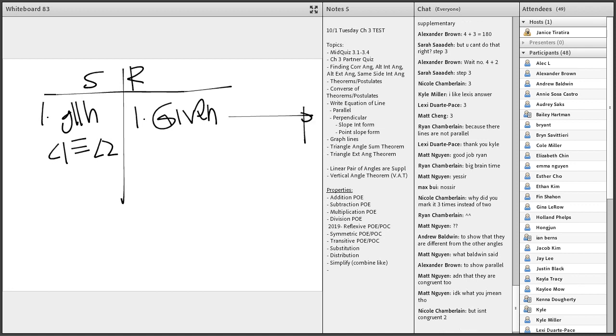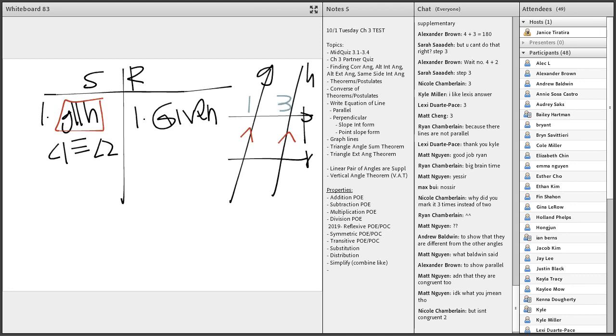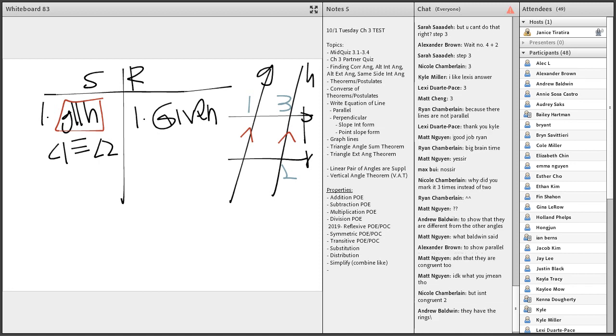Here's P, here's R, G, and H. So we are given G and H are parallel. Oh, I don't have numbers, sorry. And here's 1, 3, 2. Our goal, number 4, is to say P and R are parallel.